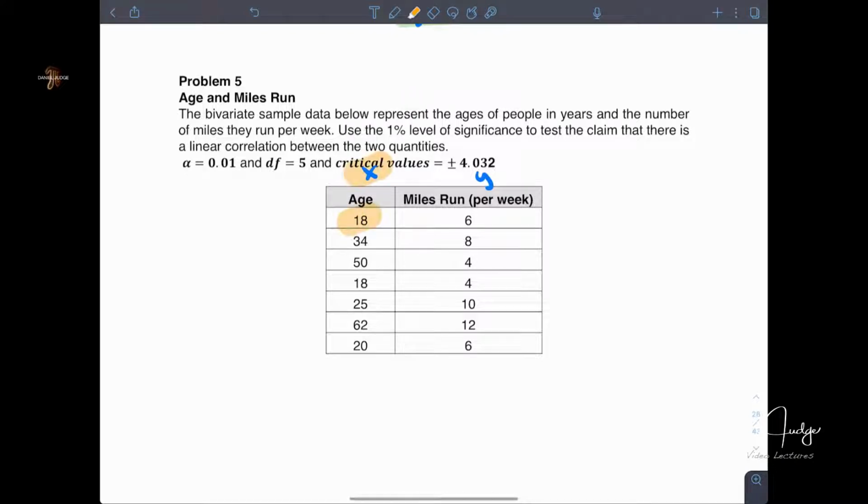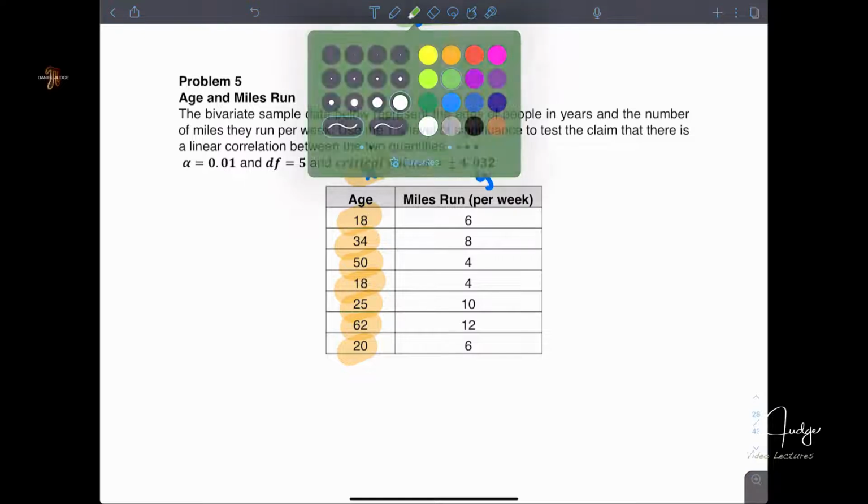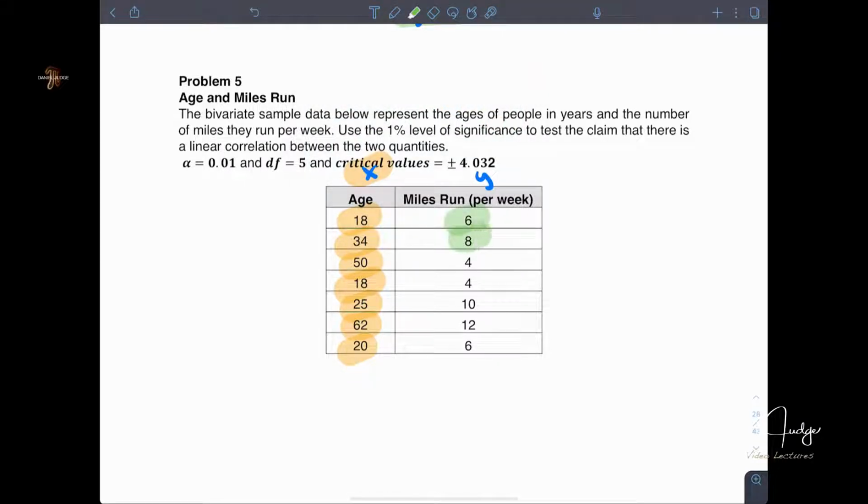An 18-year-old runs 6 miles. A 34-year-old runs more, which is 8. A 50-year-old ran 4. 18, 4. 25, 10 miles. 62, you ran 12 miles. And a 20-year-old ran 6 miles. So this is the data, in miles that they ran.